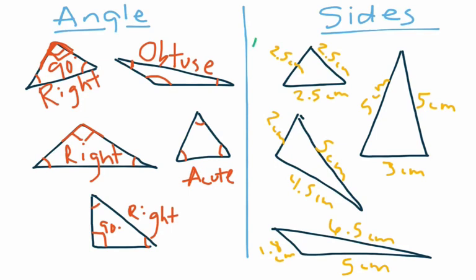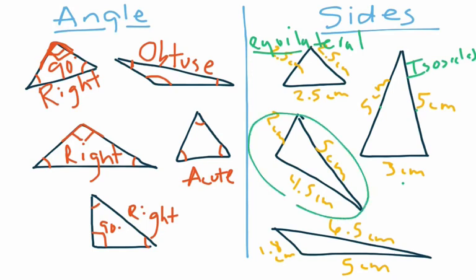Equilateral. Remember, equi means equal and lateral means sides. This one has 5 centimeters, 5 centimeters, and 3 centimeters. So that means it has two sides that are the same. This becomes an isosceles triangle. On this one, all three measurements are different, so that becomes scalene. And this one also, all three measurements are different, so it's a scalene triangle.